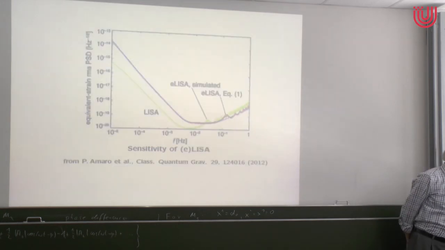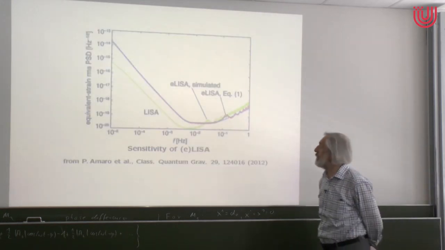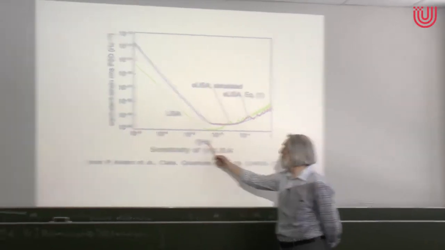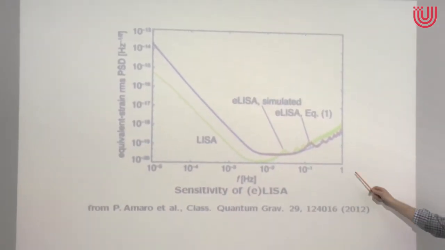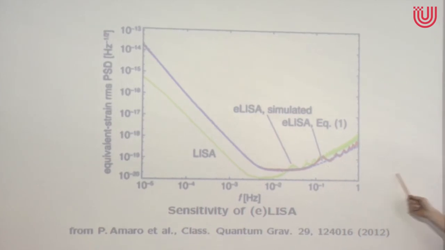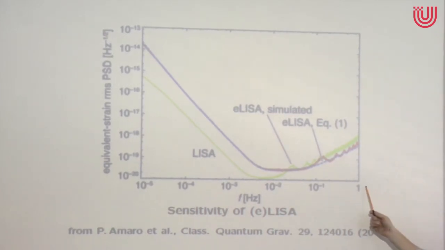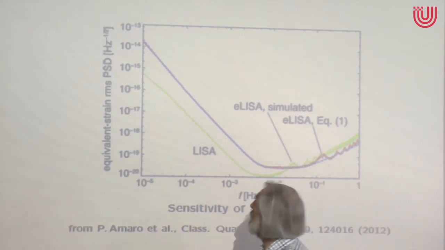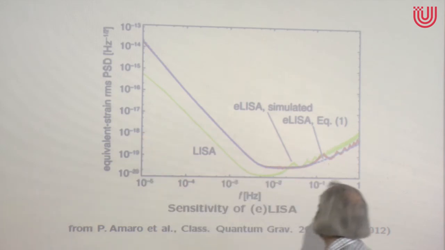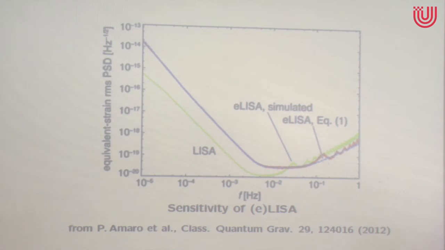So what would be the difference in comparison to the Earthbound detectors? An important difference would be the frequency range. Remember, the ground-based detectors were all above 1 Hertz. They started in this area. And now we could really reach the region below 1 Hertz. And the sensitivities are also very good, because you don't have the problem with seismic noise. The seismic noise is no problem for spaceborne instruments.